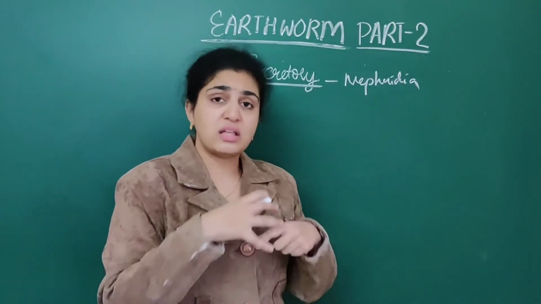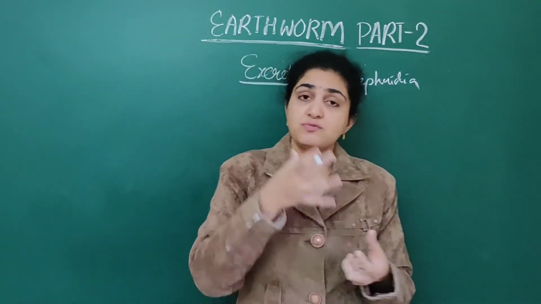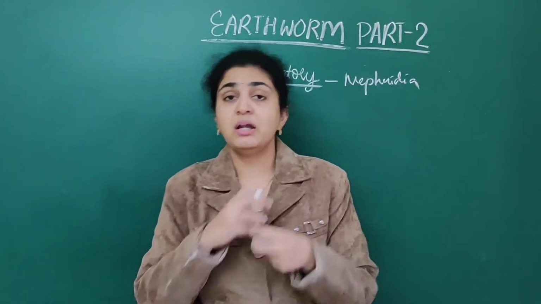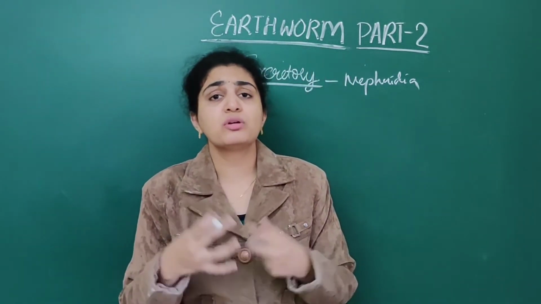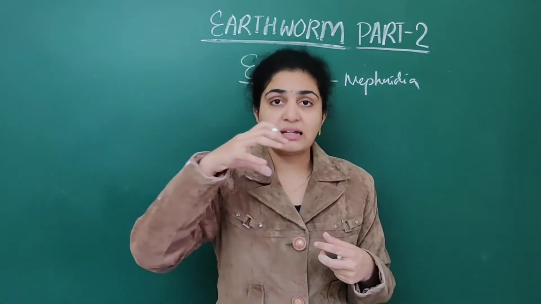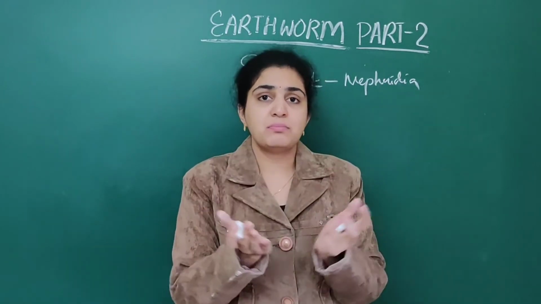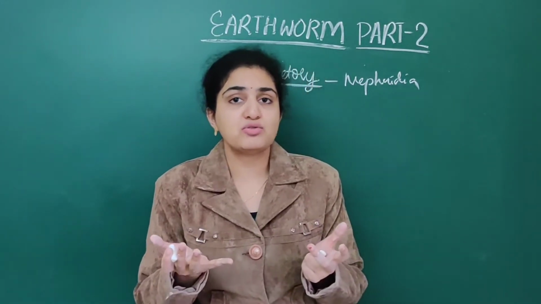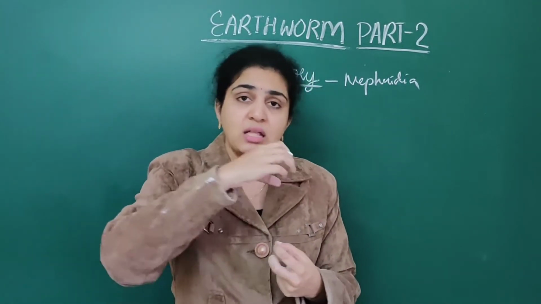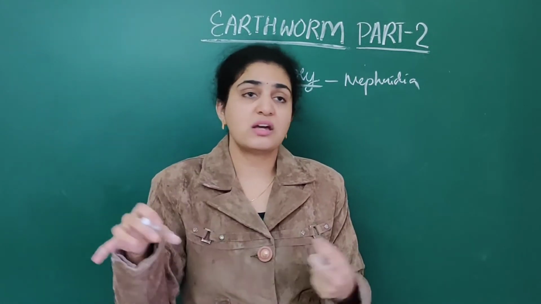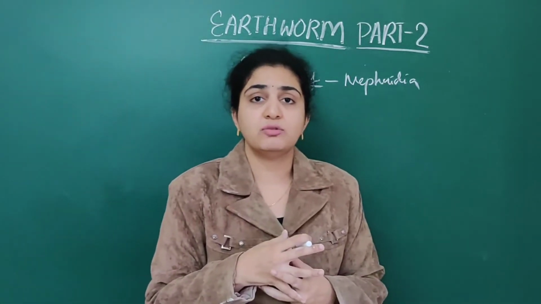Nephridia have numerous nephridiopores present on the full body, that is, from the first segment to the last segment. These nephridiopores will act like a funnel. Funnel means what? It is an inverted cone shaped structure. All the undigested waste particles are passed out through the body surface from this nephridia only. There are numerous present in the earthworm.